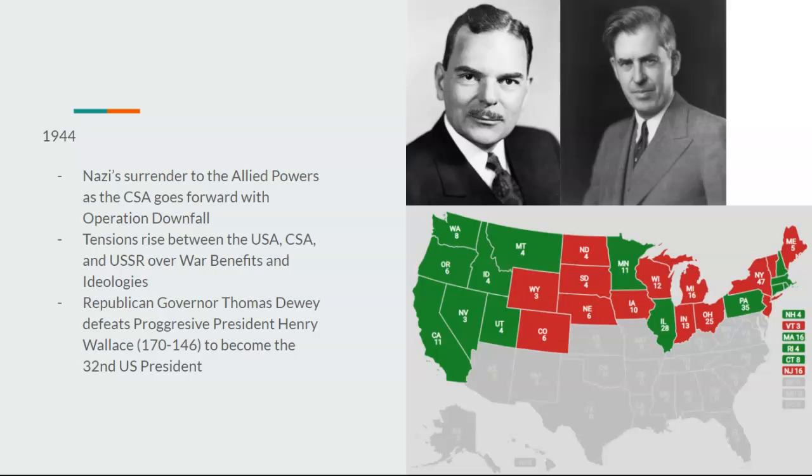But due to this, Republican Governor Thomas Dewey defeats Progressive President Henry Wallace 170-146 to become the 32nd President of the Union States. So Thomas Dewey does become President. Clap, clap, clap. Congratulations, Mr. Dewey.